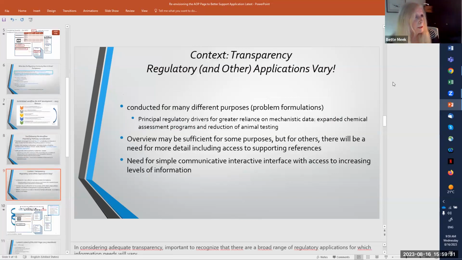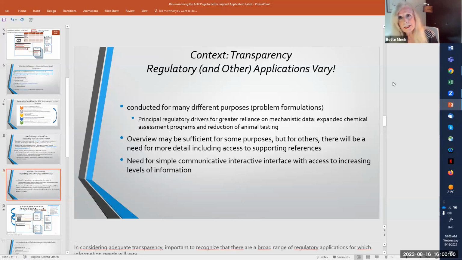So the other point is that the context for regulatory and other applications varies considerably. Regulatory applications are conducted for many different purposes. The principal regulatory drivers are really this greater reliance on mechanistic data, the expanded chemical assessment programs, but also reduction of animal testing, for example, the cosmetics mandates.